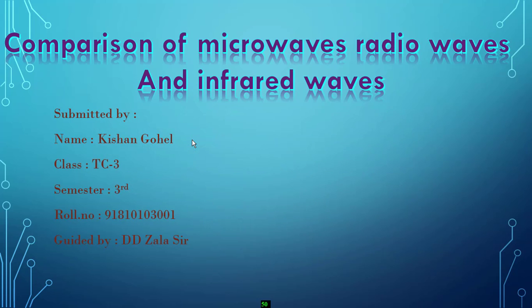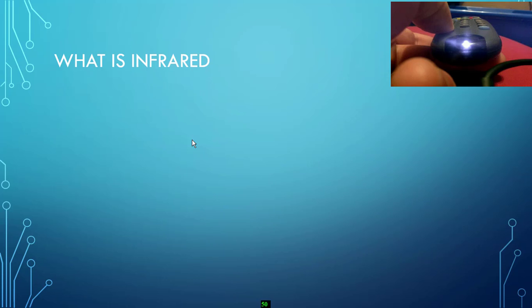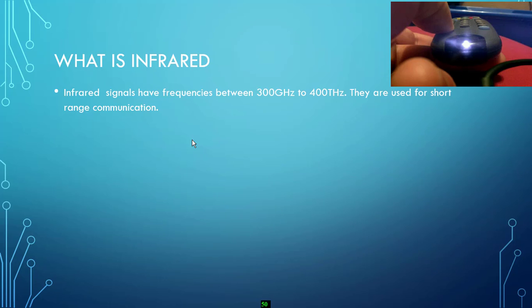My topic is comparison of microwaves, radio waves and infrared waves. So what is infrared? Infrared signals have a frequency between 300 GHz to 400 THz. They are used for short range communication. They work at high frequency. The infrared wave range is 300 GHz up to 400 terahertz. So the frequency is greater and the wavelength is lesser.